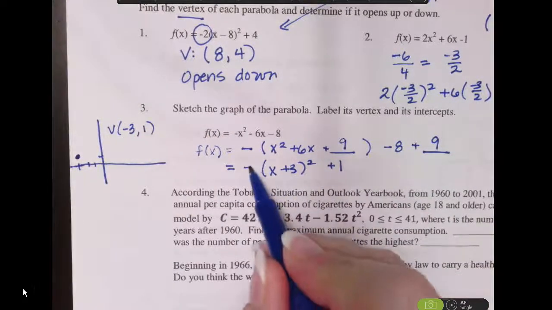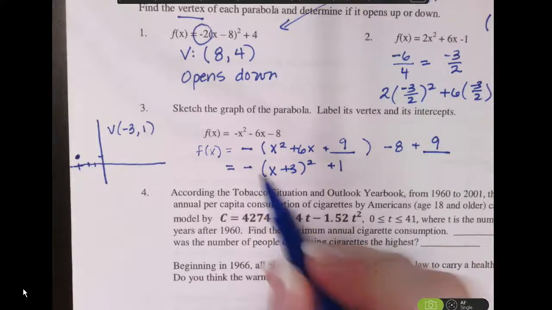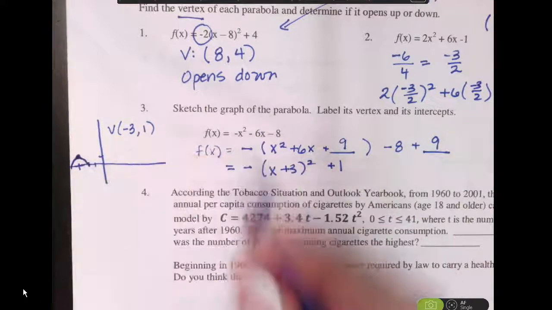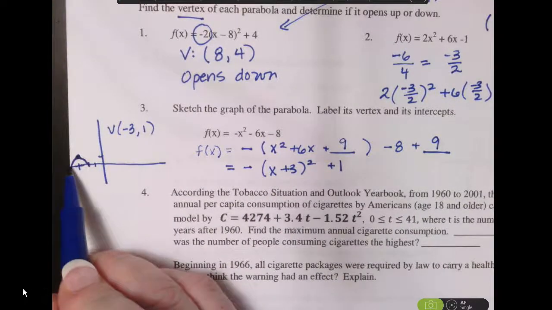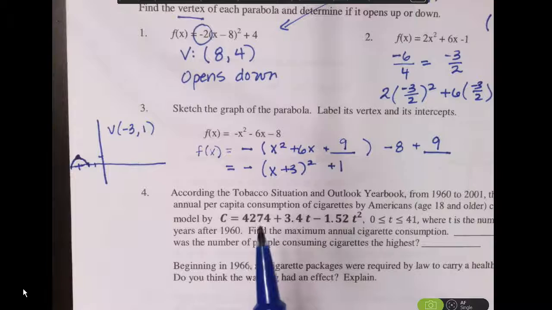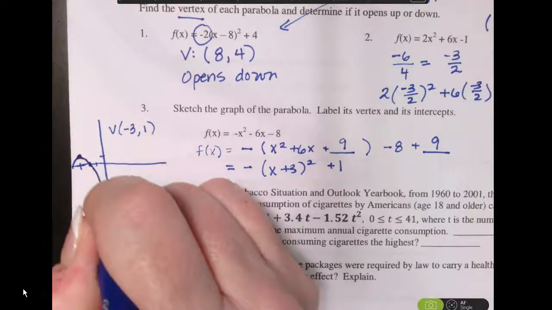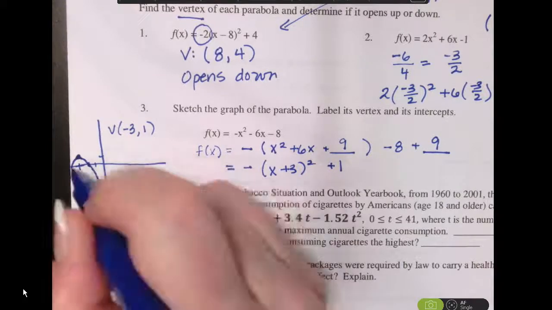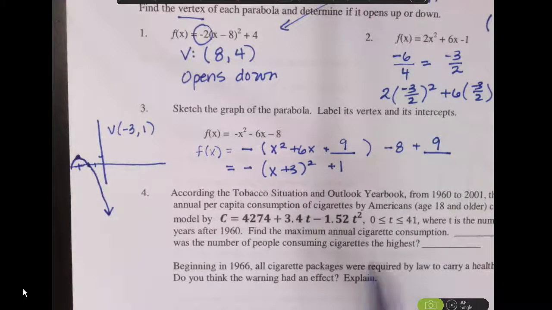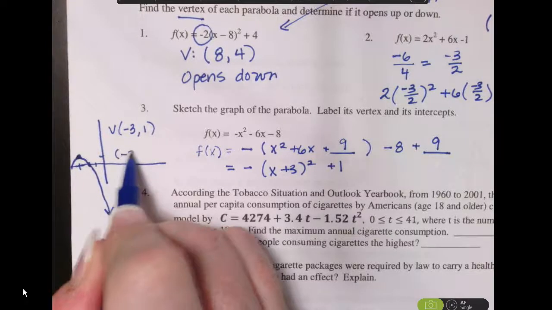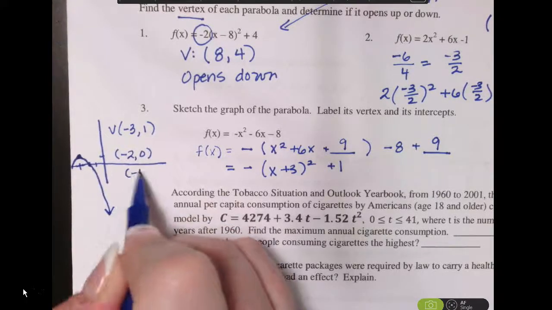It opens downward and it's not stretched or compressed, so it's going to cross at negative 2 and negative 4. It's going to continue opening downward, and I'm off the page a little bit there. So the intercepts I needed to label at negative 2, 0 and negative 4, 0.